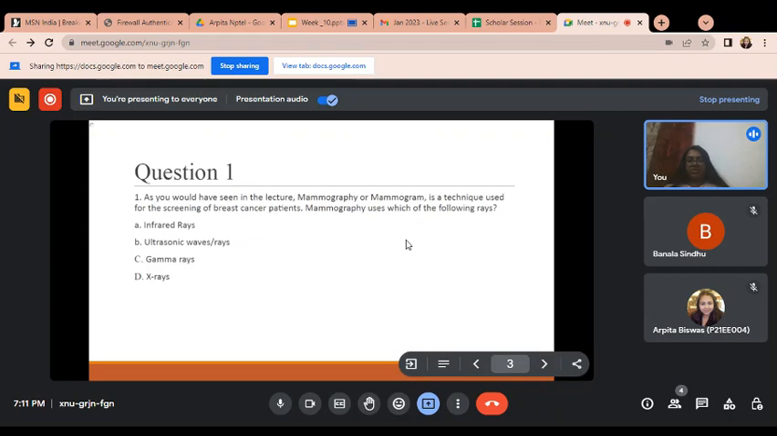Question number 1 is, as you would have seen in the lecture, mammography or mammogram is a technique used for the screening of breast cancer patients. Mammography uses which of the following rays? The first option is infrared rays, the second option is ultrasonic wave rays, the third option is gamma rays, and the fourth option is X-rays. Please go through the question carefully and then try to give the answer.